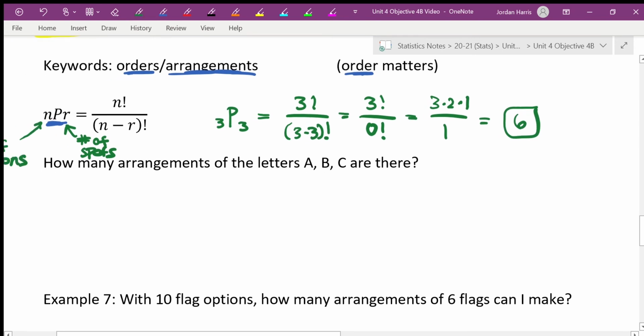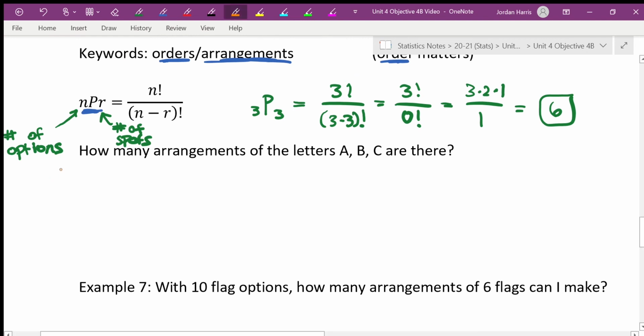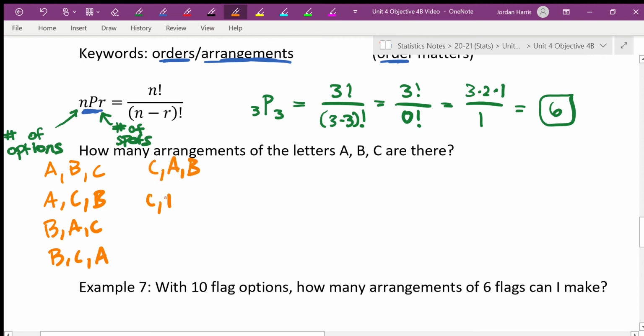Okay, which we could see that. But we want to practice, and I want you to actually see the 6 arrangements. So we have A, and then B, and then C. We also have A, and then C, and then B. Remember, order matters with a permutation. We have B, and then A, and then C. And then you have B, and then C, and then A. You have C, and then A, and then B. And finally C, and then B, and then A. Right? 1, 2, 3, 4, 5, 6. Those are our 6 possible ways we could arrange them. And so you can see that 3P3 is a lot easier to work with.